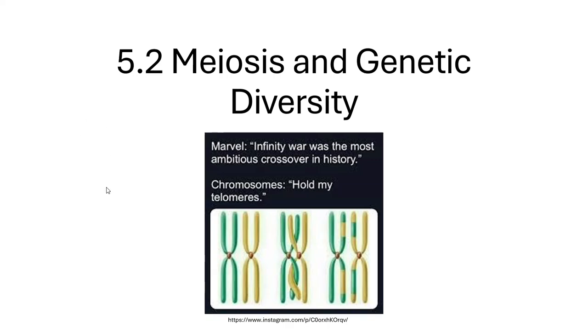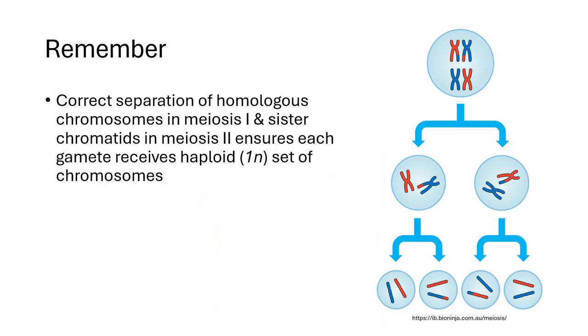Okay, here is our next lesson. We're going to talk about meiosis and how it's a source of genetic diversity. That's going to become really important when we talk about evolution in Unit 7.